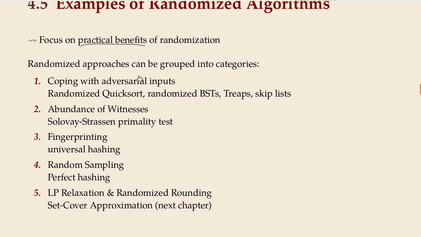One group is something we've already seen. We can use randomization to just eliminate worst case inputs, in the sense that some really evil user could just figure out a bad input for our algorithm and give it to us repeatedly. This is actually known under the name algorithmic complexity attacks.